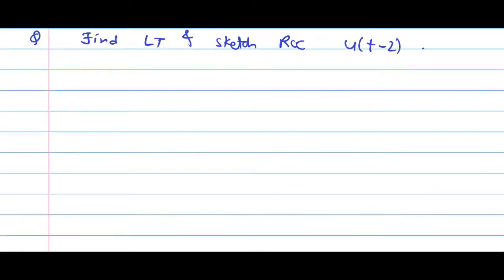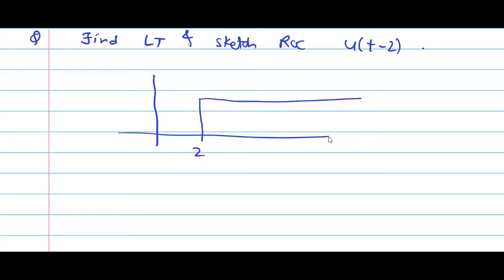Find the Laplace transform and sketch the ROC of u(t-2). You know that u(t-2) is present from 2 to infinity, and it has amplitude 1. The unit step signal has amplitude 1. So this is the sketch of u(t-2).